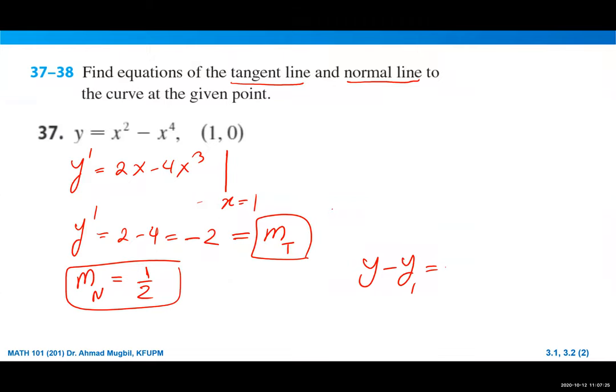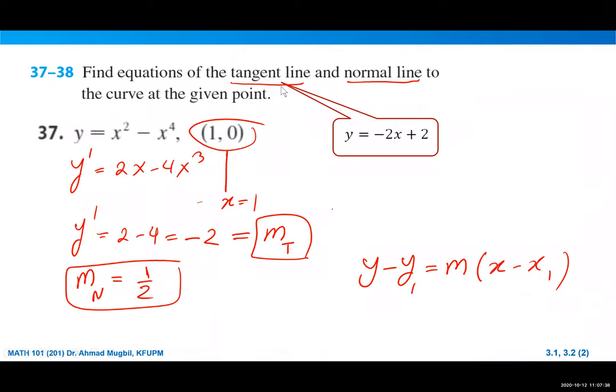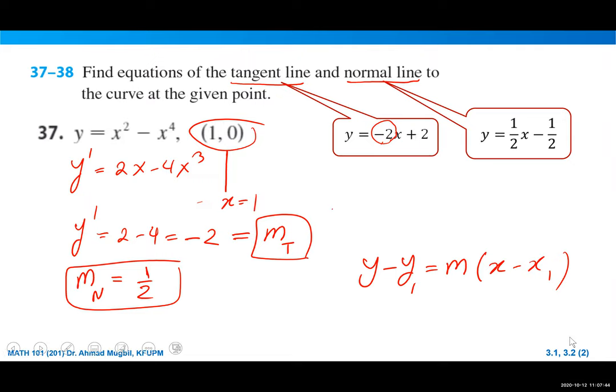Now, you know that the point-slope form for the equation is this one. So now you have a point, here it is, and you have the slope. If you want the equation of the tangent line, this will be the slope. And if you want the normal line, this is the slope, a half. What remains is just a matter of simplifying.